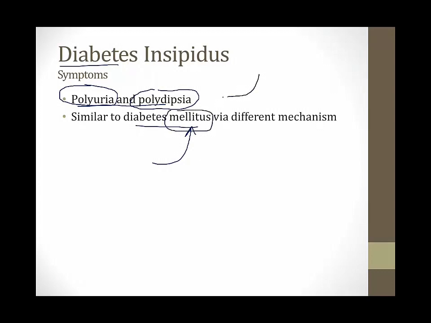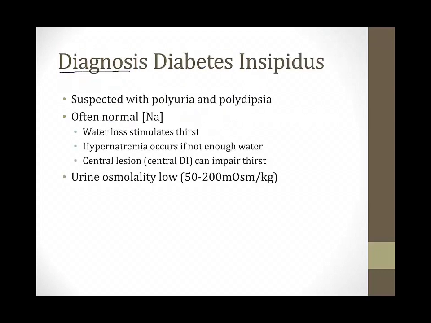Diabetes insipidus, which has similar symptoms, although a completely different mechanism, had tasteless urine, and therefore it was called diabetes insipidus. The word insipid means lacking taste. Let's talk about how you diagnose diabetes insipidus. You suspect the condition when a patient has polyuria and polydipsia.